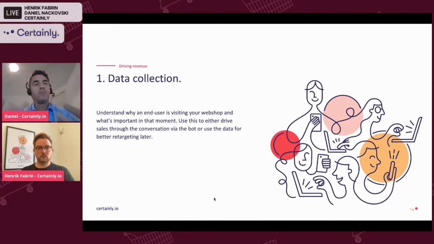But it's also an element for us to, even if Henrik doesn't convert at this very moment, I suddenly collected another pool of data that I can use for next time Henrik shows up, or if he's part of a cohort of similar customers, I can use that for some kind of retargeting purpose. So that's one of the elements where we help our merchants. Henrik, please, if you go to the next one.